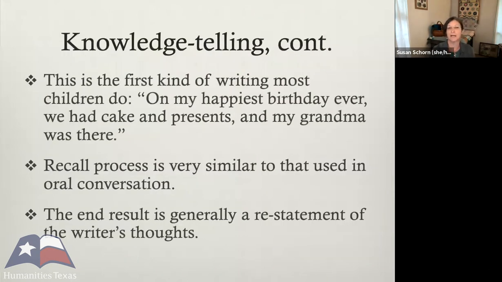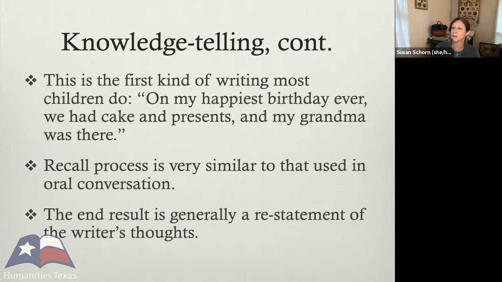This is the first kind of writing that most children do. A simple example would be, "On my happiest birthday ever, we had cake and presents and my grandma was there." I'm just reporting to you what I remember of this event in my life. The recall process that the brain is using is very similar to the process we use in oral conversation.